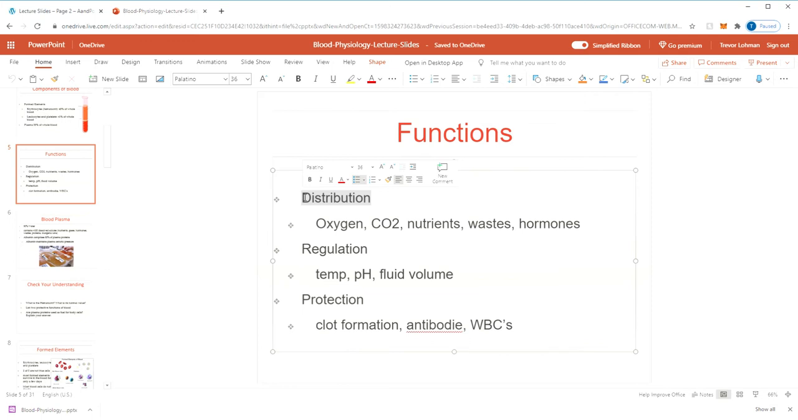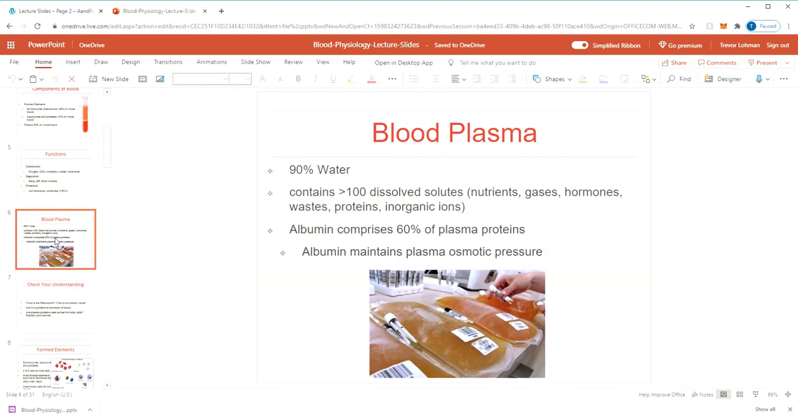Then you also have antibodies in your blood. Antibodies are a part of your adaptive immune system. And we're not going to get to the immune system in this quarter, but antibodies are a big part of that. Then we have various other white blood cells, which are also a part of your immune system. Okay, so let's go look at plasma.